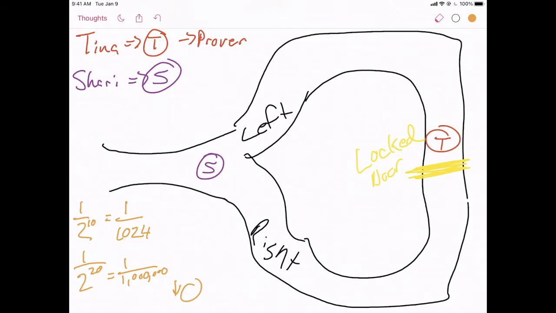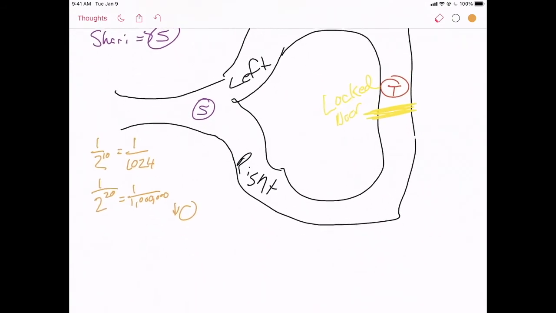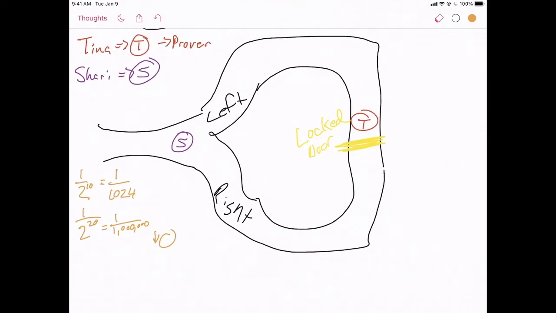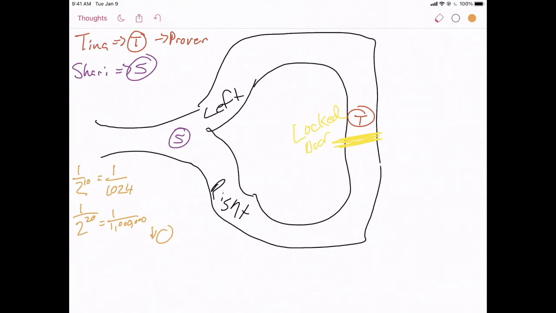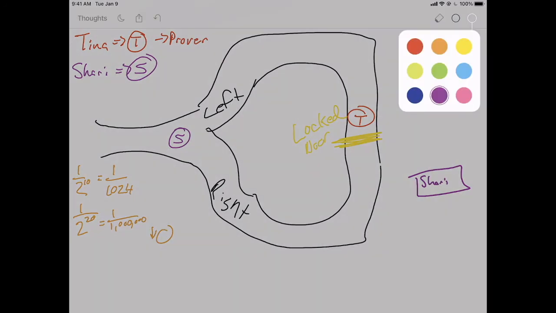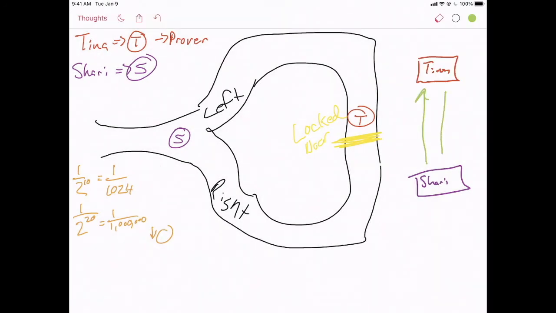Now, the interesting thing about this, okay, I want to show this too. The interesting thing about this is that when they're doing this, this is where cryptography comes in. In cryptography, you'll often have a network of connected computers. So imagine now that Tina isn't a person. Imagine that she's a computer. And imagine that Sherry is a computer, right? And they're passing some information back and forth.